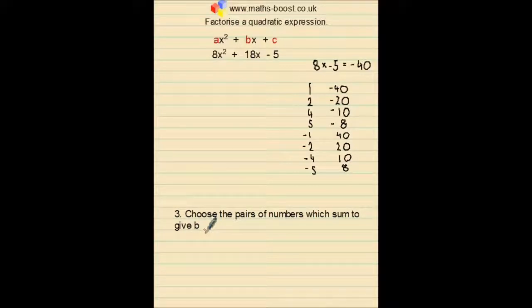Step 3. Choose the pair of numbers which sum to give b. b is the x term coefficient, and in this case it's plus 18. And always pay close attention to the sign of the coefficient. Step 4. We rewrite the original expression but split the x term up using these values.